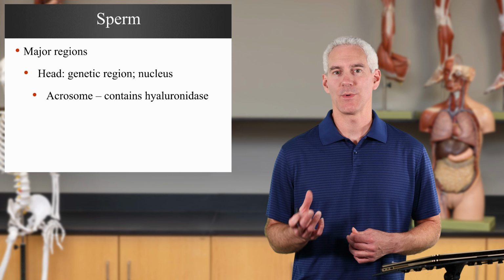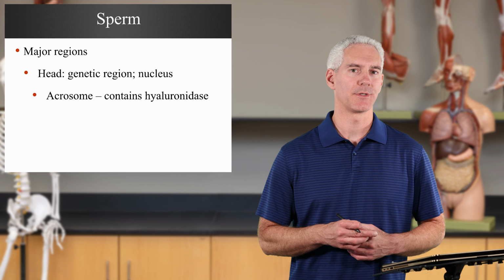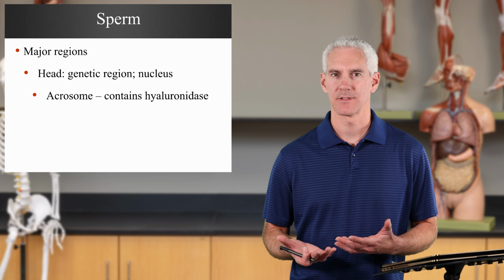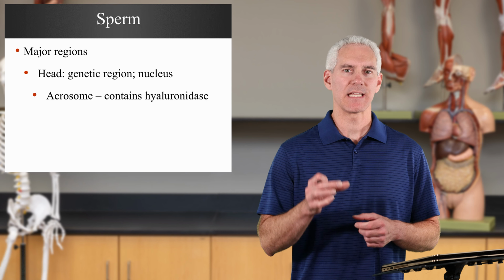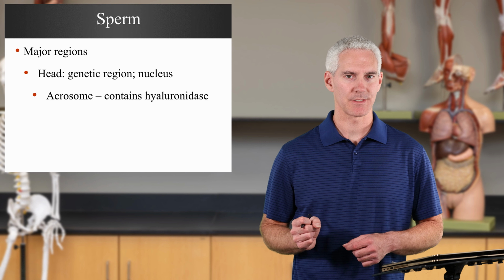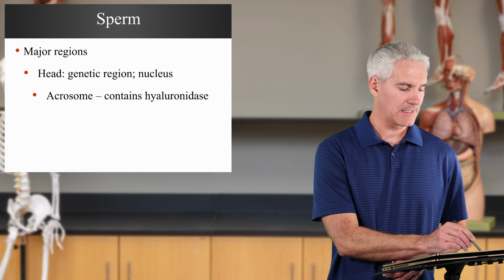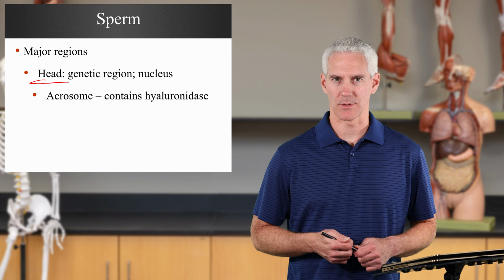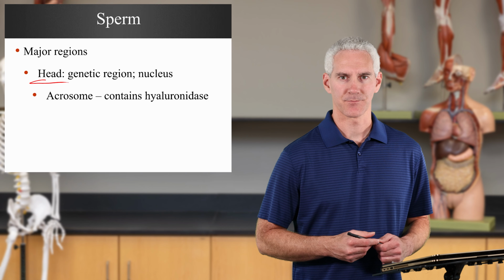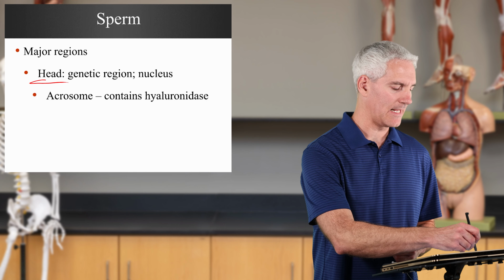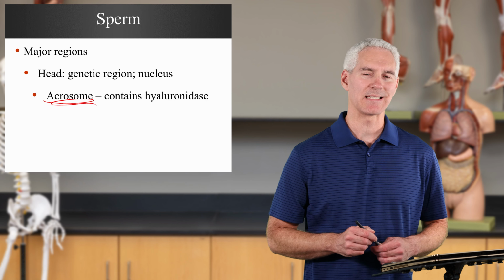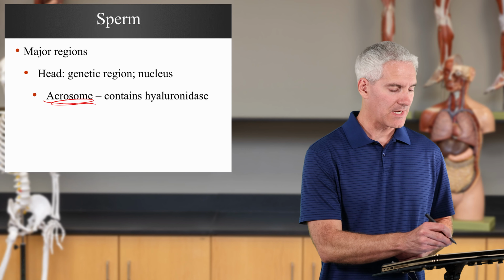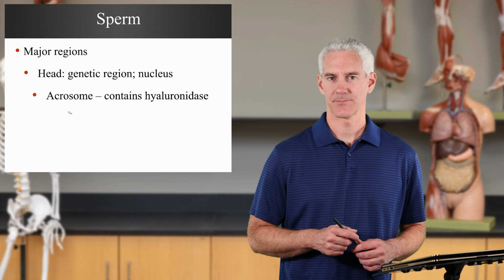In previous videos, we discussed how sperm are produced, but we didn't actually talk about what sperm are made of. The sperm itself has three main regions. The first region is the head region. The head region contains all the genetic code, all the DNA. But surrounding that head region is what's referred to as an acrosome. The acrosome is important because it contains hyaluronidase.